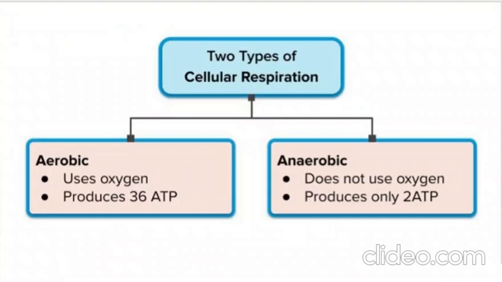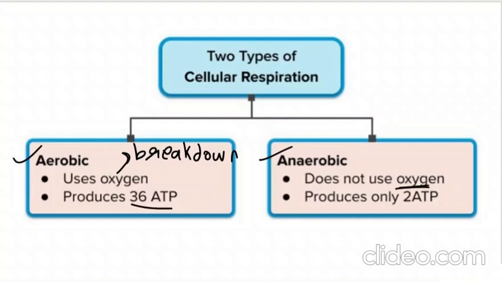Now when I talk about types of cellular respiration, there are two: the first one is aerobic, the second one is anaerobic. You might have studied this in grade 7 also. Aerobic respiration requires oxygen. Oxygen is used for the breakdown of food, and it produces 36 molecules of ATP. But anaerobic respiration does not use oxygen. Oxygen is not required and it produces less ATP.